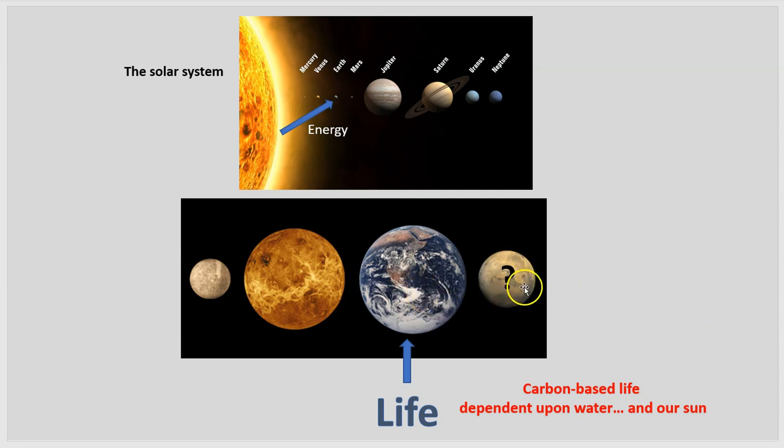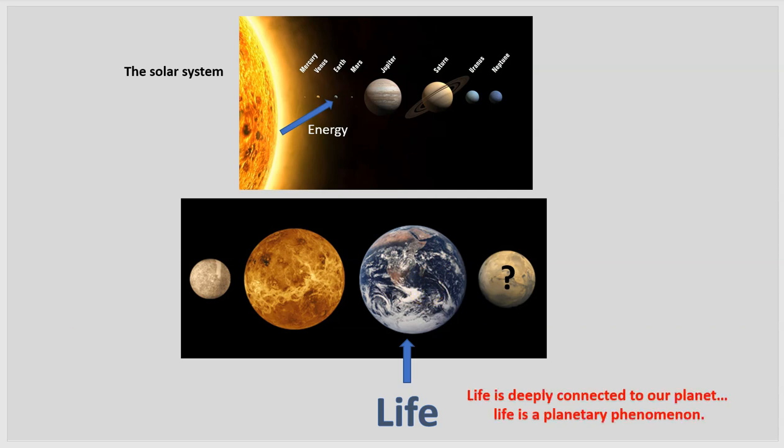Now, whether Mars had life, that's an open question. But we know of life on Earth as carbon-based. Lots of the complex molecules found in cells have lots of carbon in them and depended on water. And that was another important thing about having liquid water on the surface. And of course, our sun is powering a lot of the living systems on our planet.